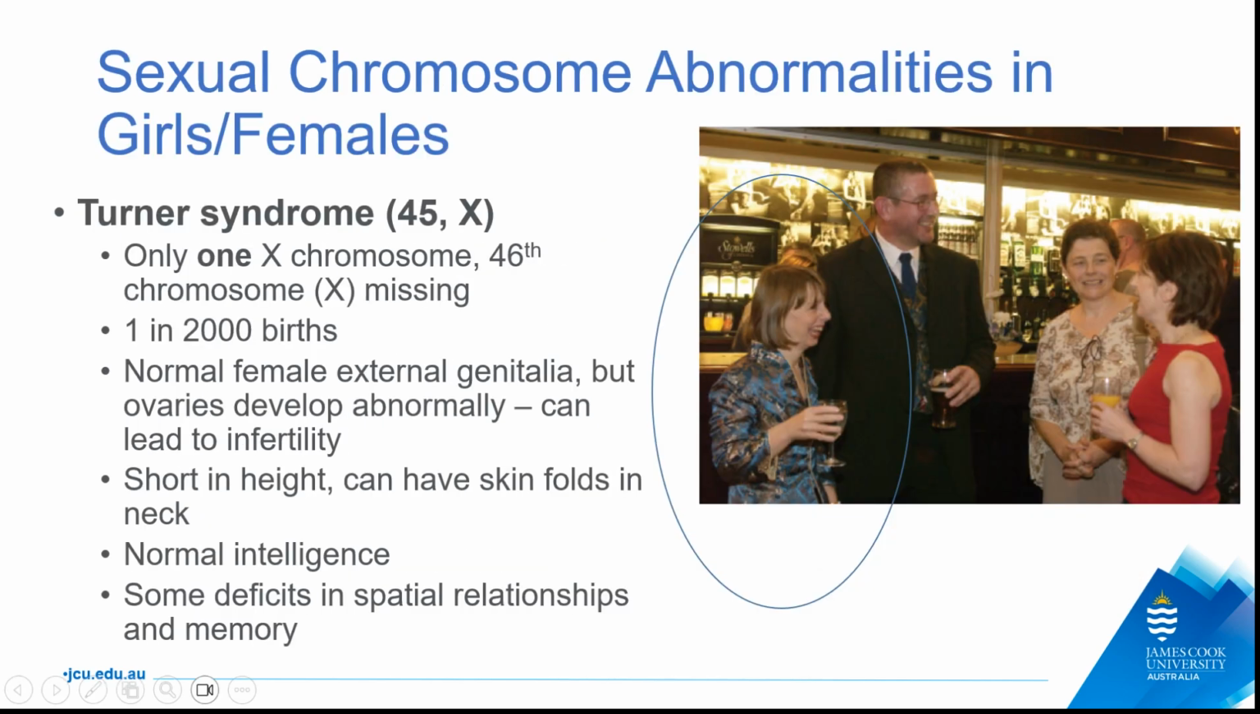Now we turn to something a bit unusual. In girls, females, we have this thing called Turner syndrome, 1 out of 2,000 births. I'll repeat this in tutorial, but do remember it's a single X. So the 46th chromosome, the X chromosome, is missing. Normally the intelligence is pretty much normal, but they are short. They can have spatial deficits. They can have infertility, even though they have normal external genitalia.